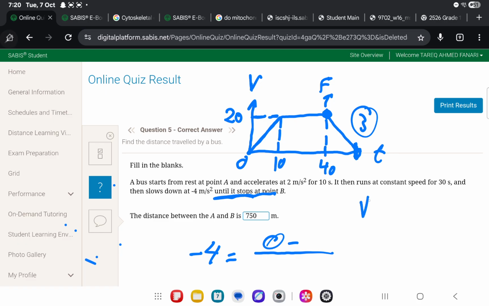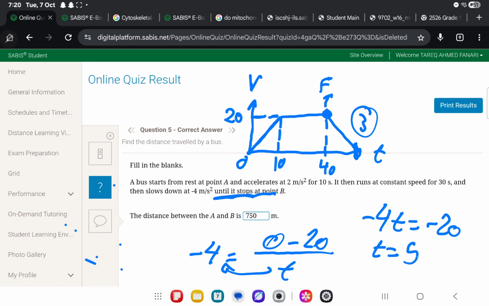Remember the formula is Vf minus Vi over Tf minus Ti. Now, Vf is 0 because, as I said, it stopped. Vi is 20 over Tf minus Ti. The time is what we actually want to find. Now, negative 4t is equal to negative 20. I just multiplied. So t will equal 5 seconds.